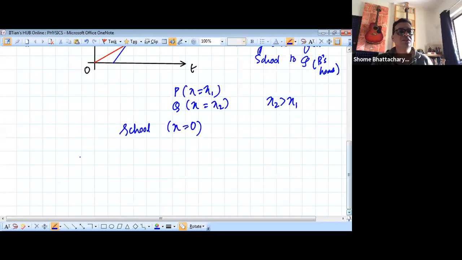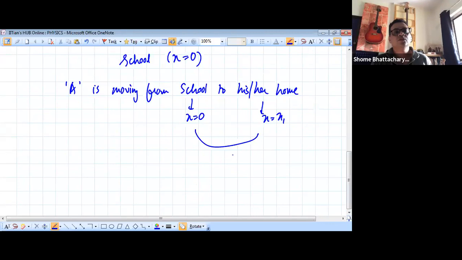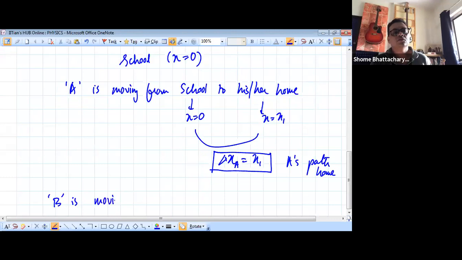So what is happening? It's very clear to us that A is moving from school to his or her home. So he or she is moving from x equal to 0 to x equal to x1. Change in x coordinate of A is x1. This is A's path. But similarly, B is moving from school, mind you, not from some other position. So he is moving from school to his or her home.